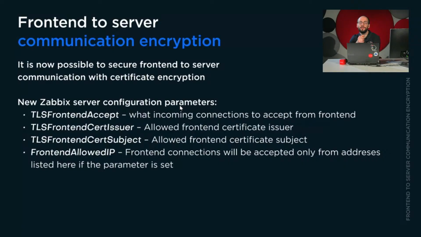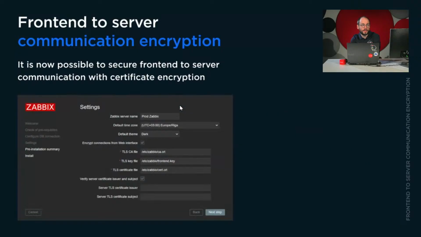We have a couple of new parameters in the Zabbix server configuration file. TLS front-end accept, where we configure what kind of incoming connections we accept from the front-end, then certificate issuer and subject, and allowed IP addresses. This specifies that front-end connections will be accepted only from the IP addresses that we configure in the server configuration. And also the same thing on the front-end side. When we go through the initial front-end configuration, we will have a new checkbox, encrypt connections from web interface, and there we can provide certificate information and encrypt those connections.